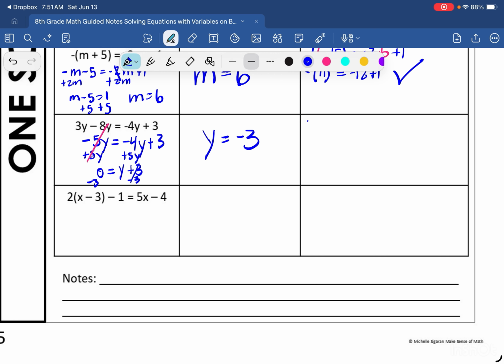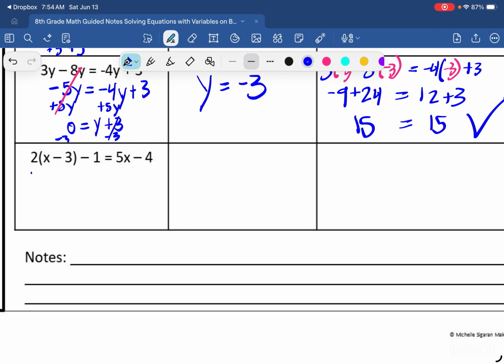Let's check my work. 3 times a negative 3 minus 8 times a negative 3. Does that equal negative 4 times a negative 3 plus 3? Simplifying, so that's negative 9. Negative 8 times a negative 3 is plus 24. Does that equal 12 plus 3? So 12 plus 3 is 15, and negative 9 plus 24 is also 15, so it checks out.